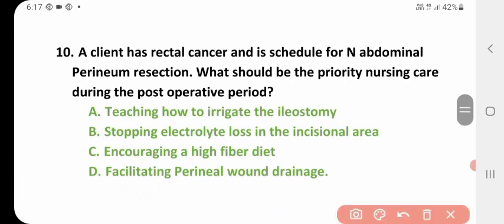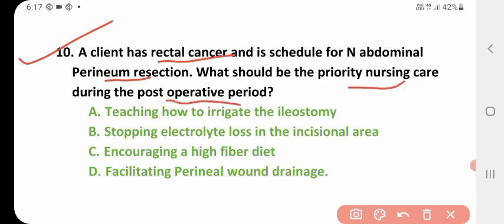Next, go to the 10th question. A client has rectal cancer and is scheduled for abdominoperineal resection. What should be the priority nursing care during the post-operative period? A, teaching how to irrigate the ileostomy; B, stopping electrolyte loss in the incisional area; C, encouraging a high fiber diet; D, facilitating perineal wound drainage. Option D, facilitating perineal wound drainage, is the correct answer.